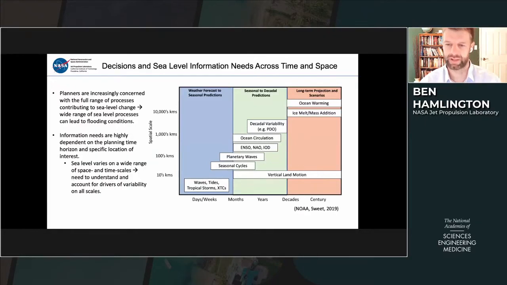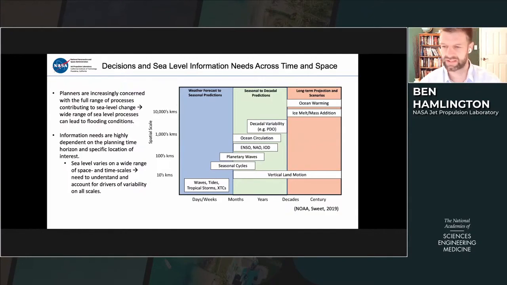Now, if we think about planners and decision makers and what they need at the coast, because of nearing this tipping point, a whole range of processes contributing to sea level change become very important. So it's not just the long-term sea level rise associated with ice melt or thermal expansion. Those are certainly critical pieces here, but all this other variability that happens on different time and space scales becomes very important. So planners are very concerned with this full suite of processes contributing to sea level change.